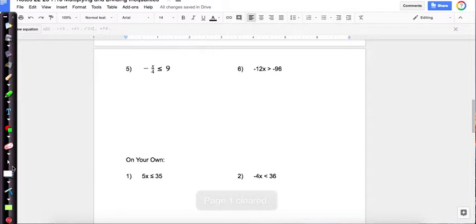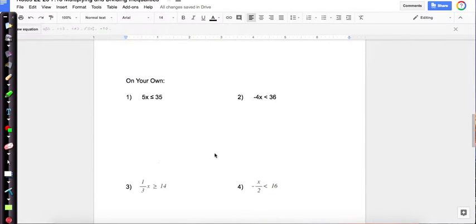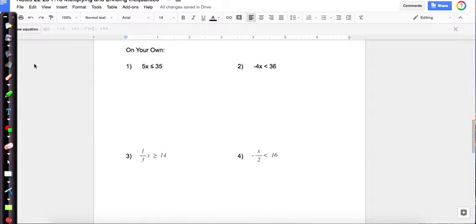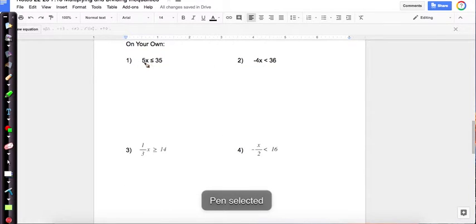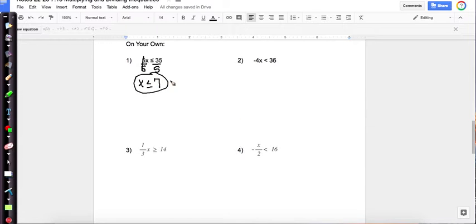Okay, welcome back. Hopefully you paused the video so that you can see how you did on these. So let's see how you did. The opposite of multiplication is division, and since this is positive, I don't have to move it. So divide both sides by positive 5. 5 divided by 5 is a 1 in disguise, so x is less than or equal to 7. There's my answer.